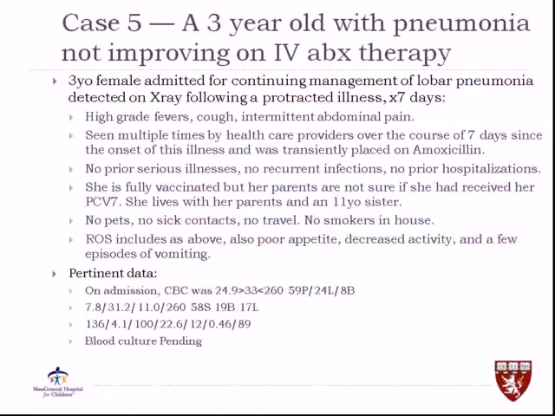Her past medical history shows no serious illnesses, no recurrent infections, no prior hospitalization, and she is fully vaccinated, though not sure at the time if she had received PCV7. She lives with her parents, with no sick contacts of note, and other than poor appetite and decreased activity, she really had no other symptoms to report. Her CBC showed very elevated leukocytosis, a white cell count of 24.9, a bit of a left shift and some bandemia as well, 8 bands, and the blood culture was taken at that time and was pending.